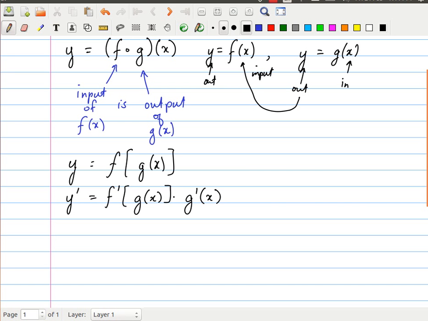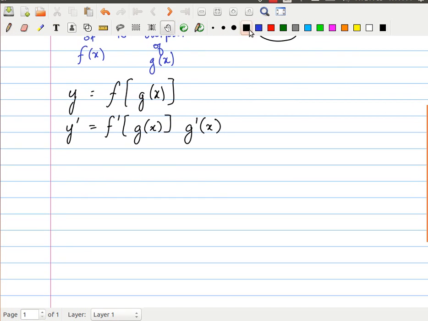Now let's see that put into practice. So let's do an example. Pick a fairly simple example. In this case, I'm going to say let y be equal to x squared plus 1 all to the power 5. So if we take a look, let's break this down into its two pieces. Inside this function, on the inside, I have x squared plus 1. And then that whole thing is being raised to the exponent 5.